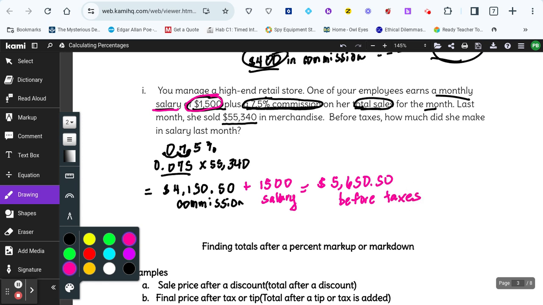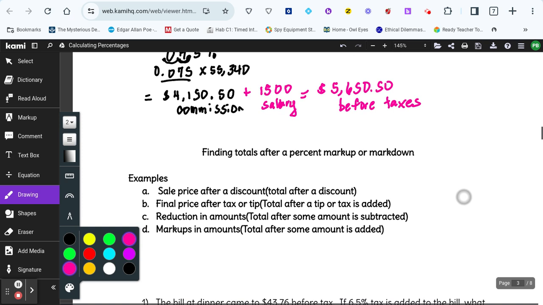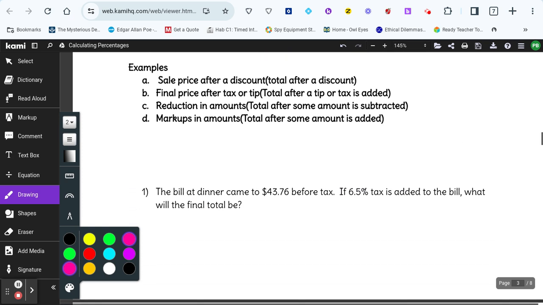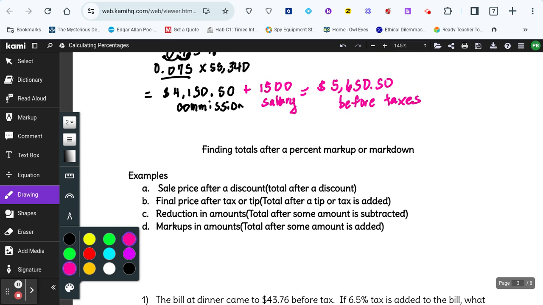Okay. All right. So that video is only for finding percents of numbers like I did. All right. The next video is going to be finding totals after percent markup or markdown. So that means you're not just looking for the discount. You're looking for the total after the discount. You're not just looking for the tax or tip. You're looking for the total after the tax or tip is added. Reduction in amounts. So you're looking for the total after some amount is subtracted. Markups and amounts. You're looking for total after some amount has been added or marked up, okay?